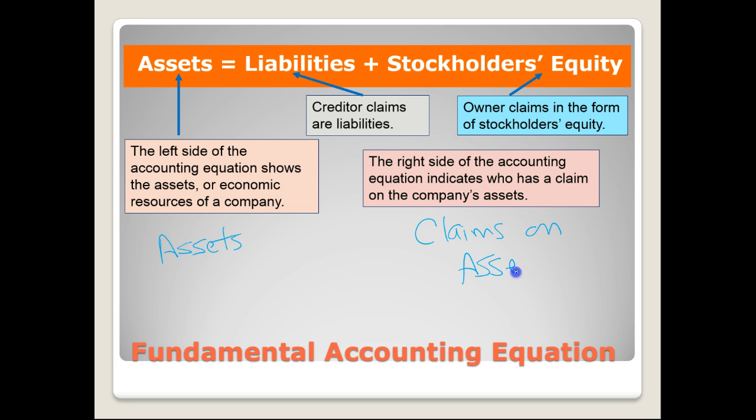Those claims on assets are in two forms, if you recall. There's the creditor claims. These are obligations that are owed. Liabilities are things we owe as a company. And then we have the owner claims. Stockholders' equity shows us what is owned by the stockholders. This fundamental accounting equation will appear again and again and again. It's important that you understand that assets must equal liabilities plus stockholders' equity. And again, all of this is found on the balance sheet.